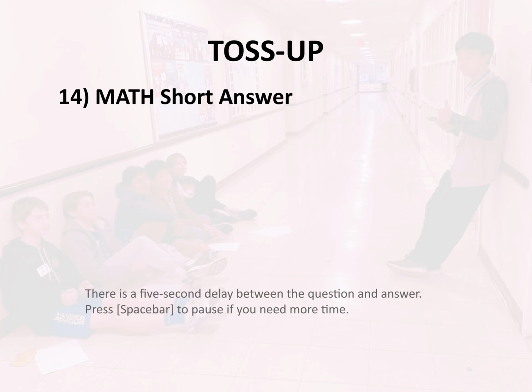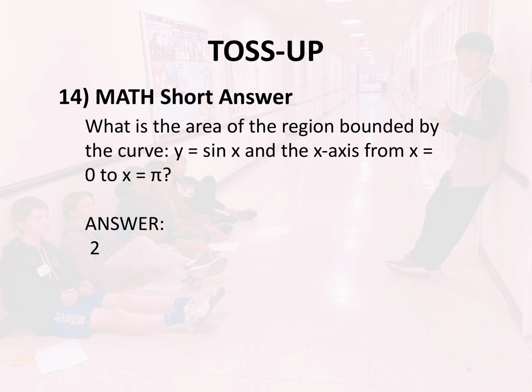Toss-up 14. Math. Short answer. What is the area of the region bounded by the curve y equals sine of x and the x-axis from x equals 0 to x equals pi? Answer. 2.